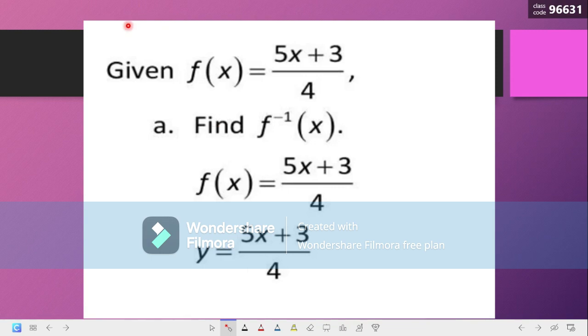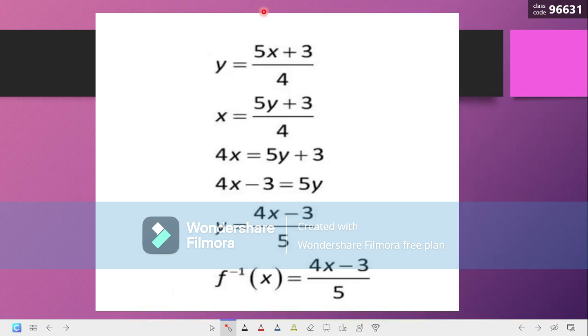Given f of x is equal to 5x plus 3 all over 4, find the inverse of f of x. So in this case, you have your f of x, copy first the given: f of x is equal to 5x plus 3 over 4. The next would be, we're going to replace f of x with y. So we have y is equal to 5x plus 3 over 4.